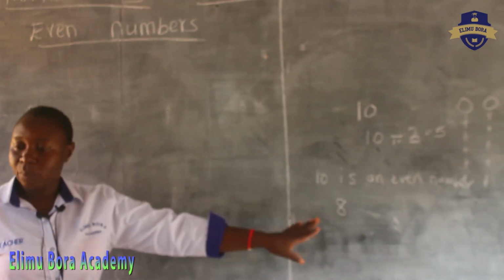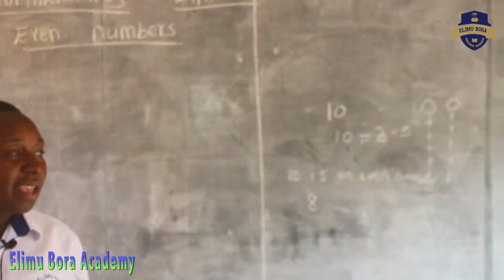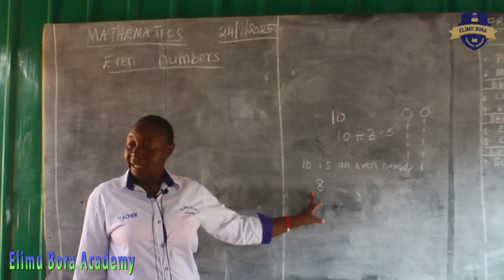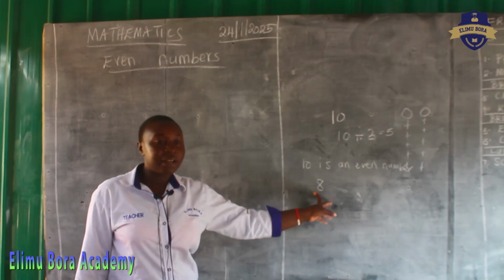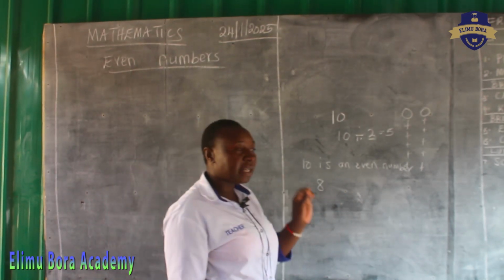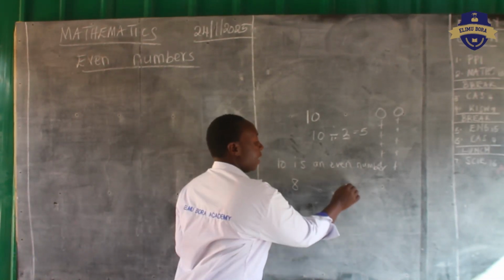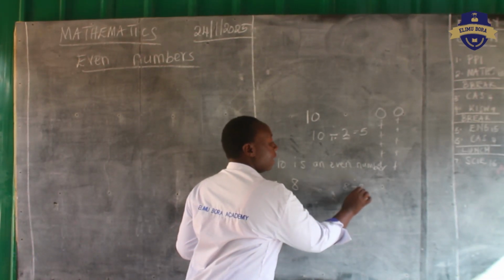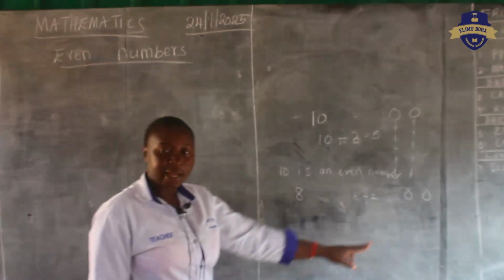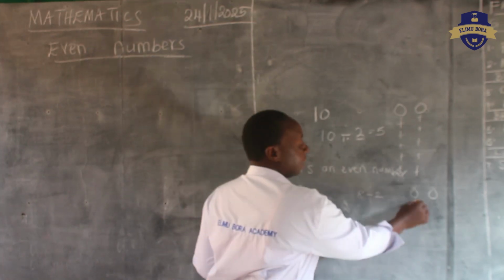Let us look at another example like 8. We want to check whether 8 is an even number. If you want to know that 8 is an even number, you divide by 2. Any number that is divisible by 2 without a remainder. So you say 8 divided by 2. Then you draw your 2 children like that. Let's give them the 8 fruits, everybody.